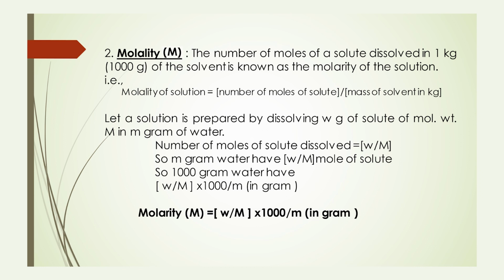Mass of solvent is 100 gram divided by 1000, which is equal to 0.1 kg. Now, molality m is equal to 0.1 mole divided by 0.1 kg, which is equal to 1 mole per kg. That is, it is a 1 molal solution.